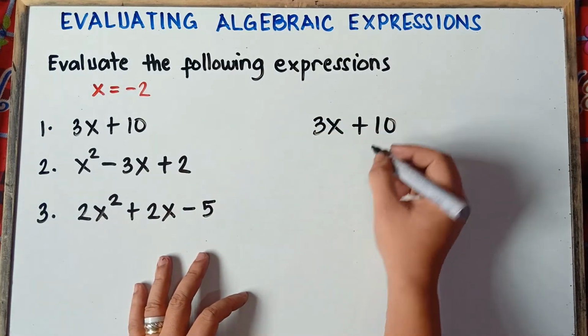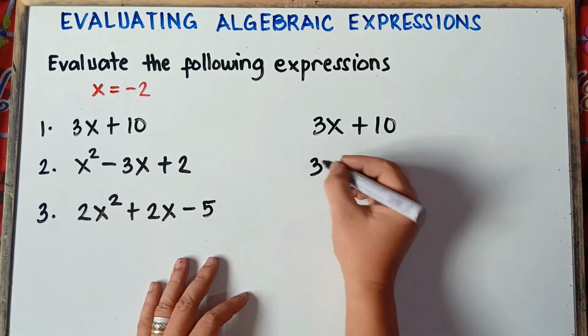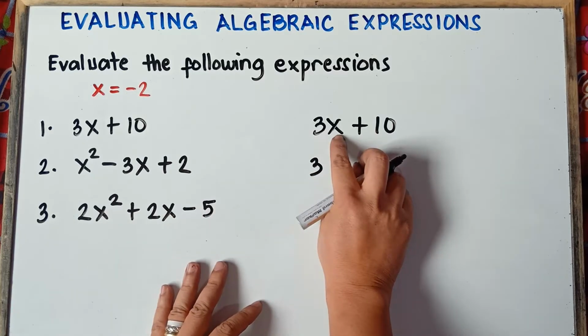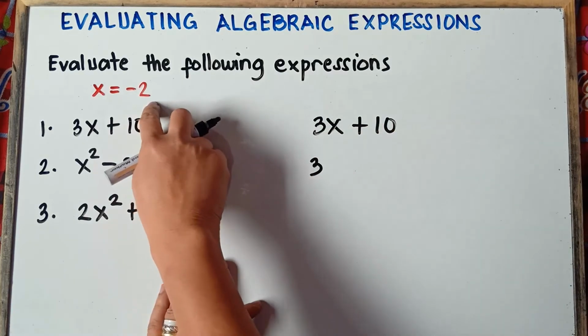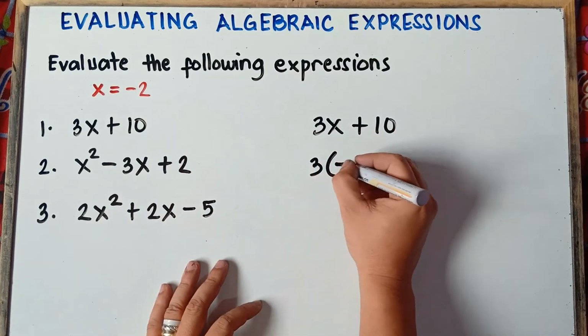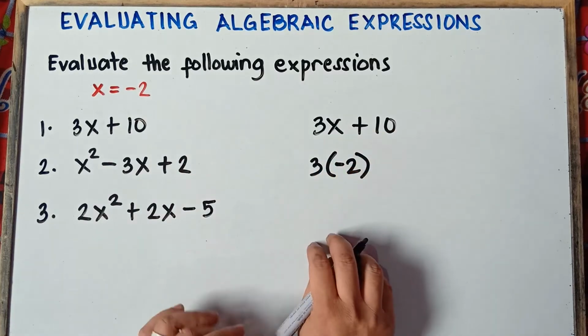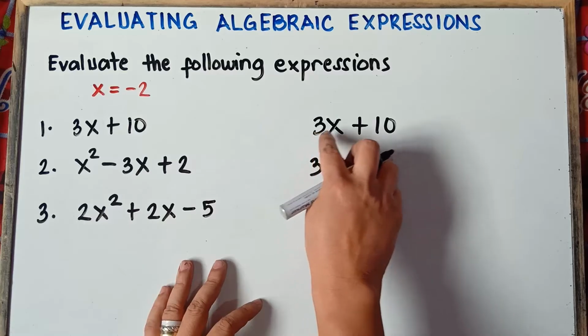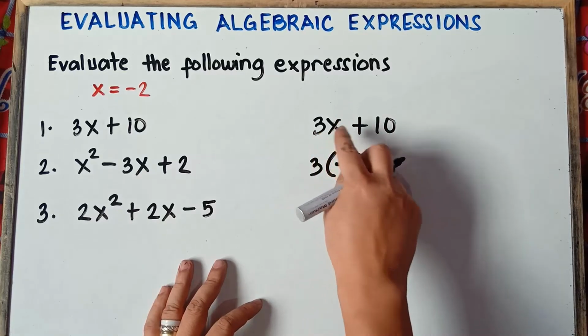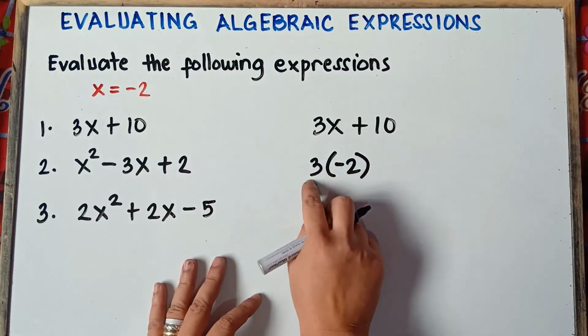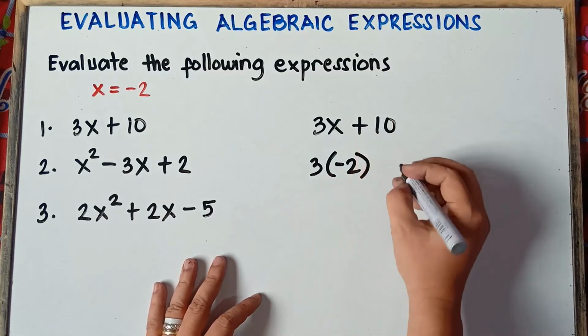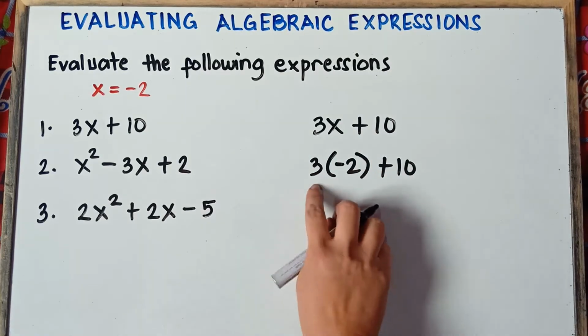3x plus 10. Once again, simply copy 3. Now the x value is negative 2. Simply substitute negative 2 for the x value. So this is 3 times negative 2. Once again, if you have 3x, it means 3 times x. And our x value is negative 2. That's why we have 3 times negative 2. Copy plus 10.